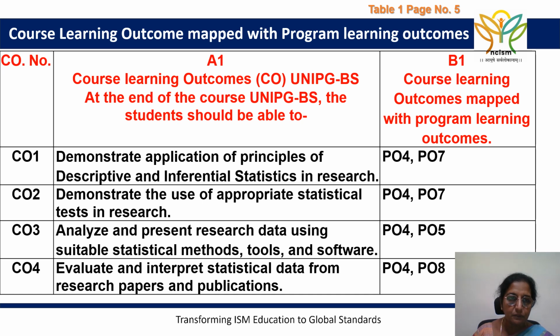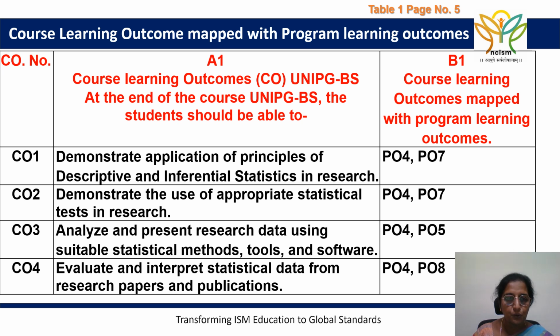Coming to course learning outcome C01, it is mapped with program learning outcome P04 and P07. At the end of the course, the students should be able to demonstrate application of principles of descriptive and inferential statistics in research. Coming to course learning outcome C02, it is mapped with program learning outcome P04 and P07. At the end of the course, the students should be able to demonstrate the use of appropriate statistical tests in research.